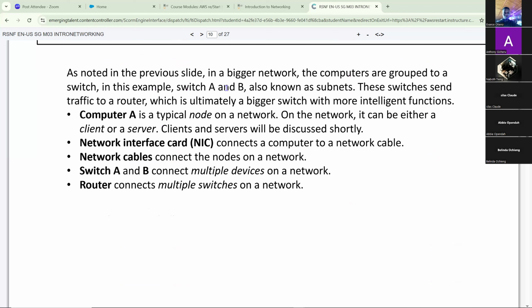Now, as noted in the previous slide, in a bigger network, the computers are grouped to a switch. For example, in the example above, we can see that we have computers grouped to switch A and switch B, which are also known as subnets. So our switch A will be subnet A, and our switch B will be our subnet B. You will get to interact with this word over and over because it's a very important concept in the cloud.